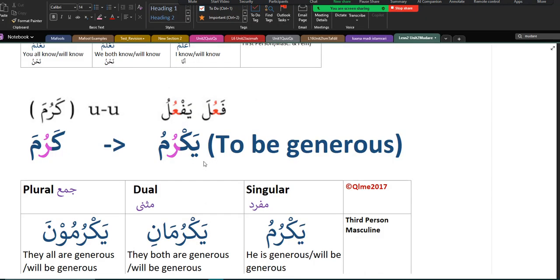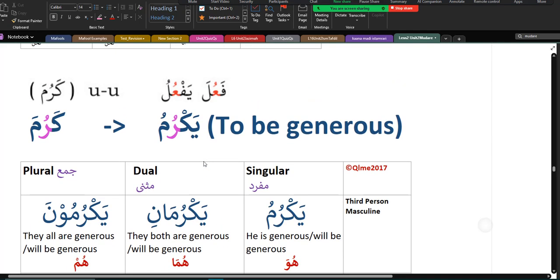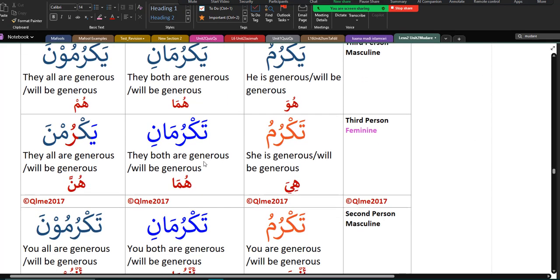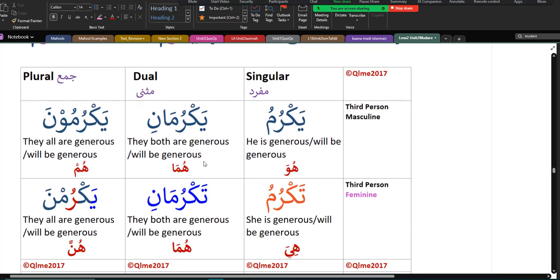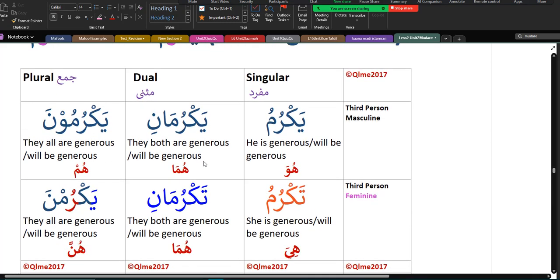Yakrumu, yakrumani, yakrumuna. Takrumu, takrumani, yakrumna. MashaAllah. Takrumu and takrumani.